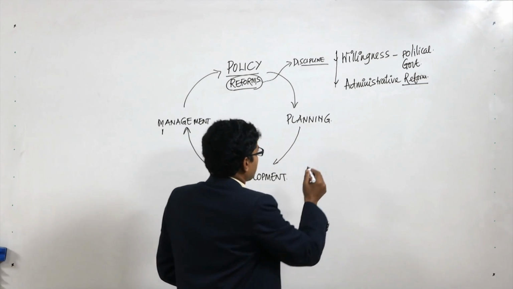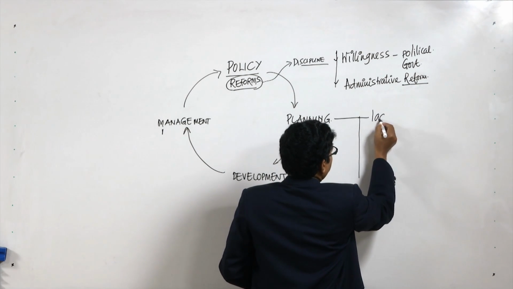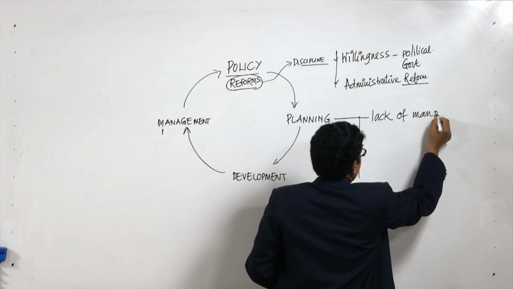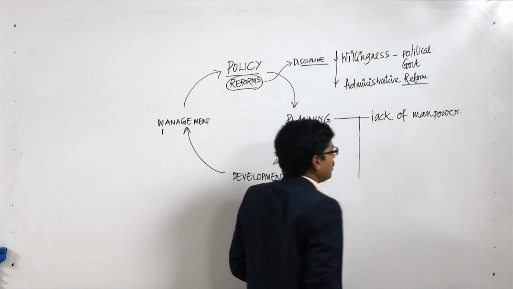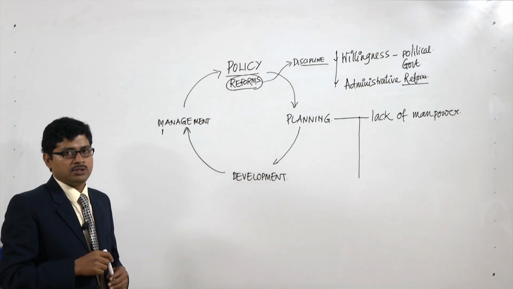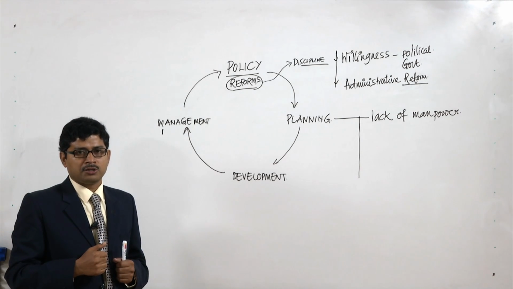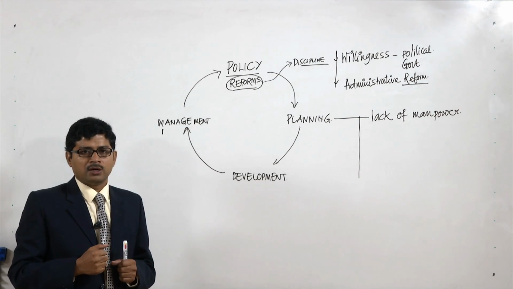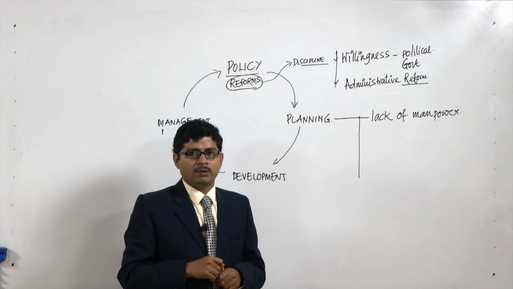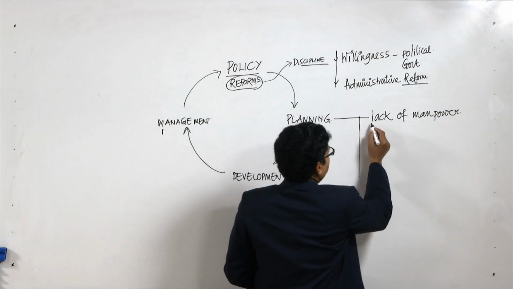At the planning stage, the basic problem is the lack of manpower. We have seen that at the urban local level, where the maximum plan and strategy works need to be done, there are not any technical persons working in the urban local bodies, except a few development authorities and town planning authorities. In the urban local bodies they do not have any qualified planners. So that is one major problem in the planning.